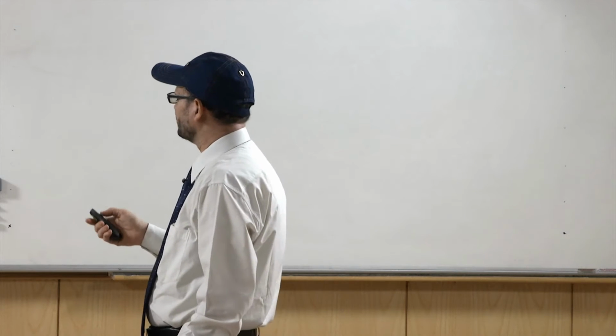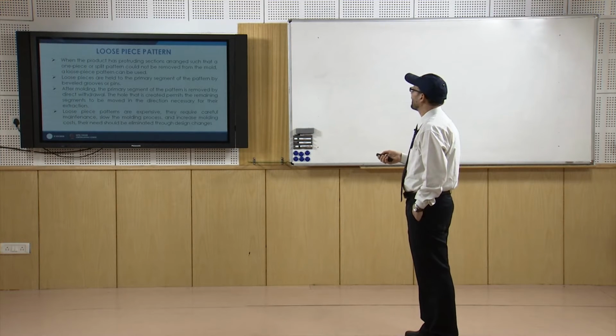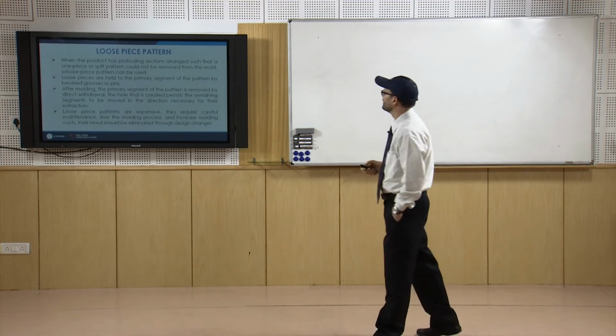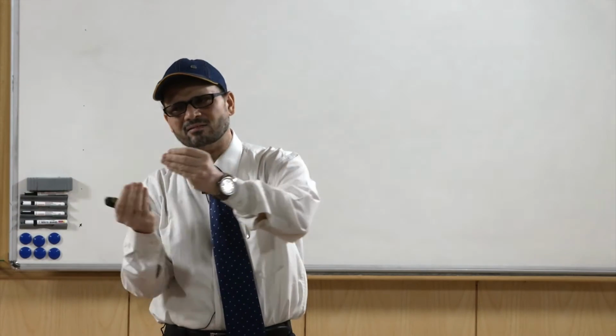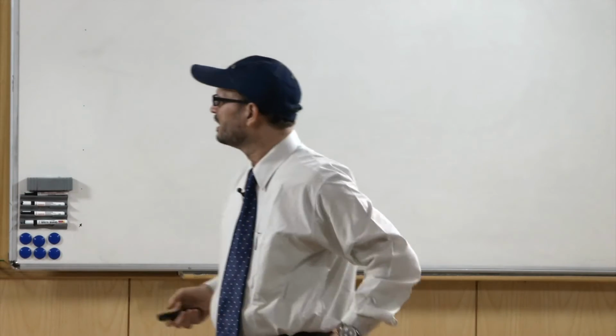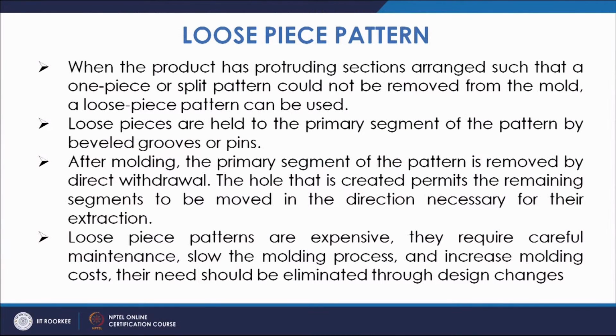So, in the case of protruding sections, when one piece or split pattern could not be removed from the mold, in that case you use the loose piece pattern. Basically they are held to the primary segment of the pattern by dovetail grooves or pins. These loose pieces are further removed. After molding, the primary segment of the pattern is removed by direct withdrawal. The hole that is created permits the remaining segments to be moved in the direction necessary for their extraction.